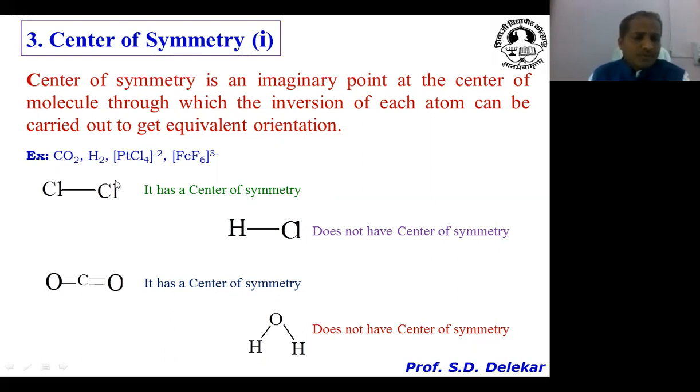Cl2 or any homodiatomic molecule has the center of inversion. So PtCl4 2- possesses the center of inversion. If one of these Cl is substituted by fluorine, then the overall symmetry is disturbed. So in such a case, there is no center of inversion. If you go for the octahedral FeF6 3-, definitely this molecule possesses the center of inversion.